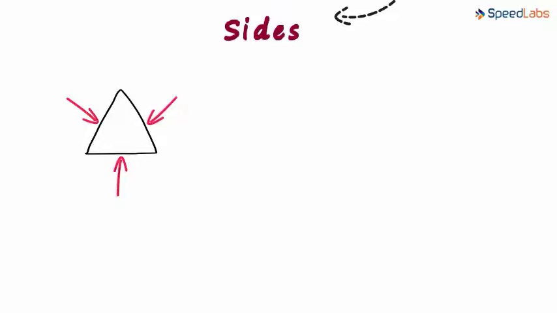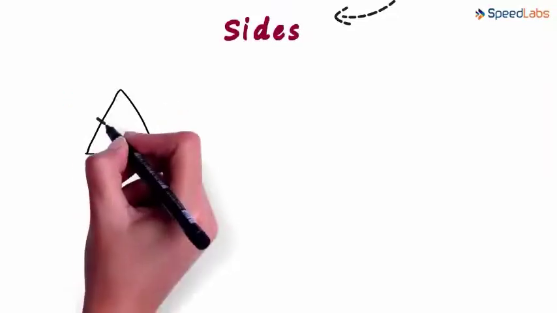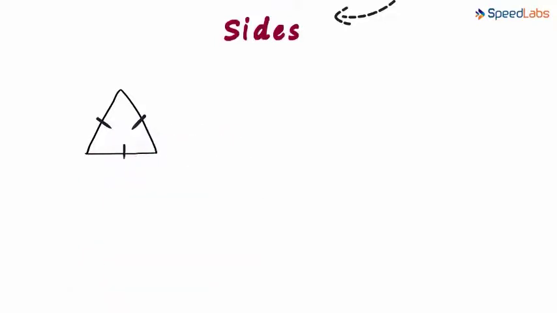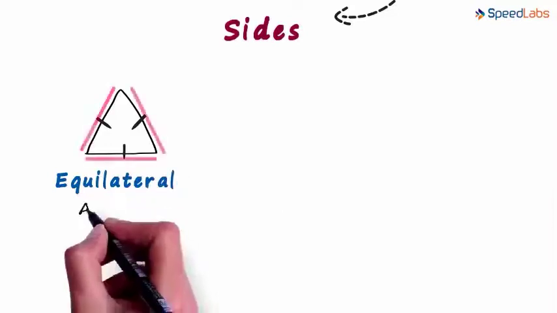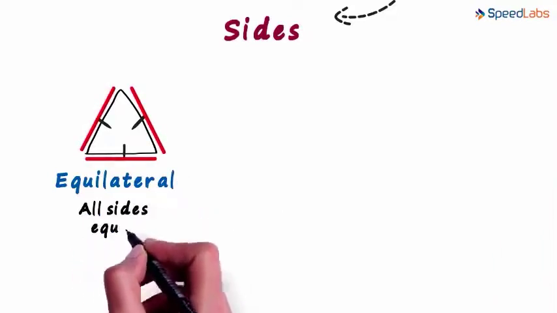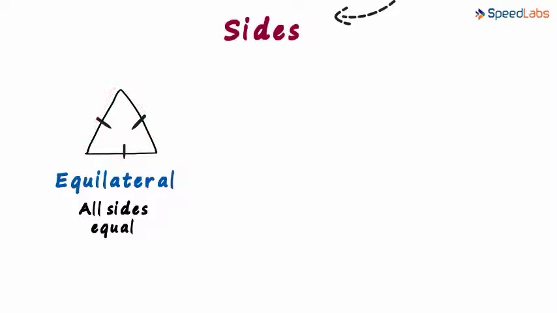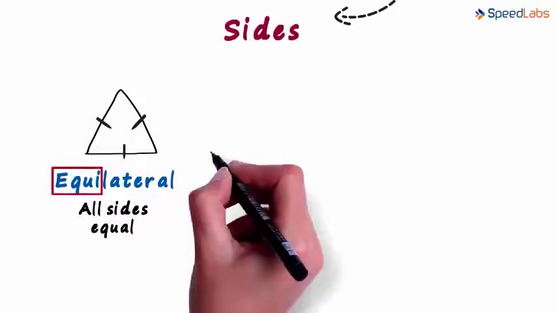equal to each other. To show that they are equal, we put the same mark on each of the sides. This tells us that all three sides are equal. Such triangles are called equilateral triangles. Remember, all sides have to be equal. The word by itself tells you that. Equi is equal and lateral is side.